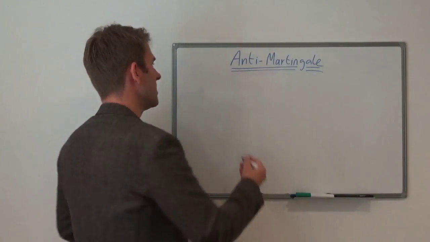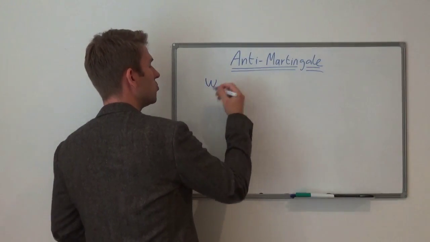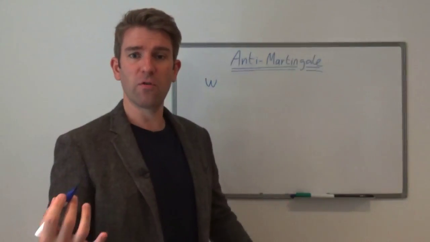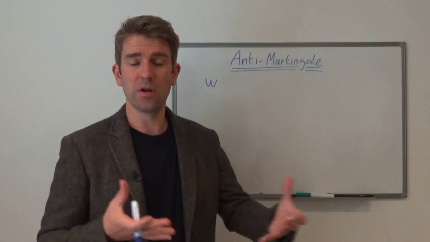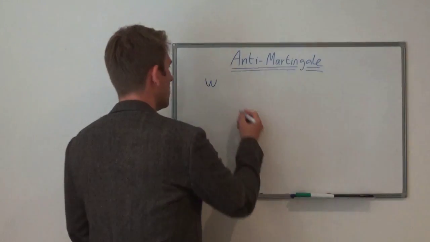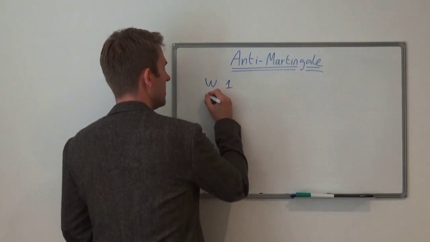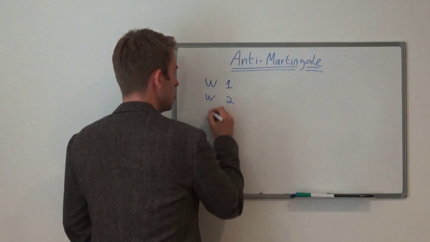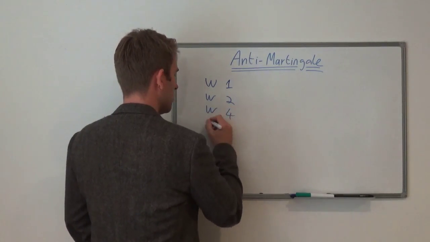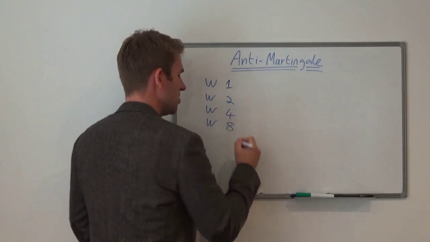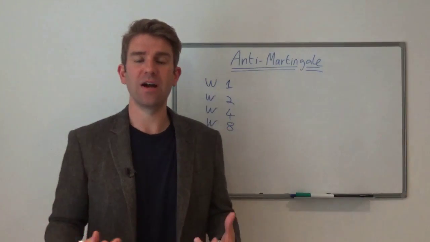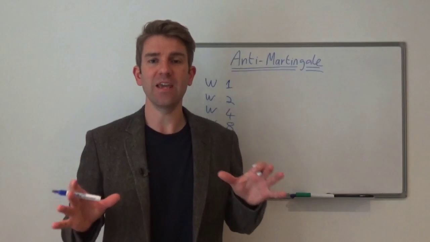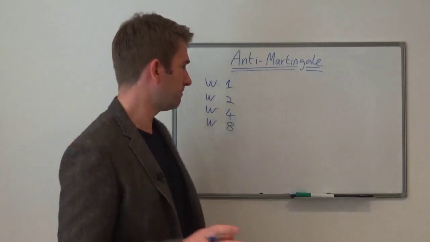But the idea is that when you have a win, you double up your position size. So let's say you start off with a position size of one unit, whatever that might be. That could be £10 a point, £20 a point, whatever. We call it one unit for now. So when you win one unit, then if you win again, you double up to two units. If you win again, you double up to four units. You win again, you double up to eight units. The idea being that you're trying to capitalize on a potentially winning streak, if that makes sense.